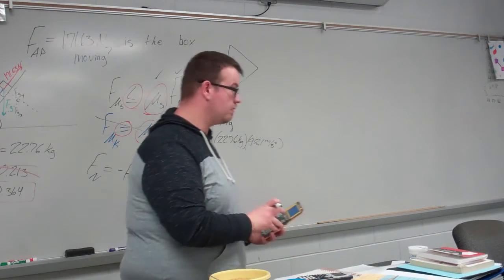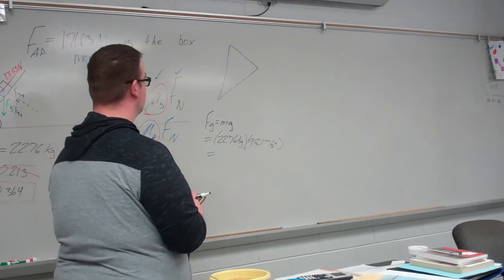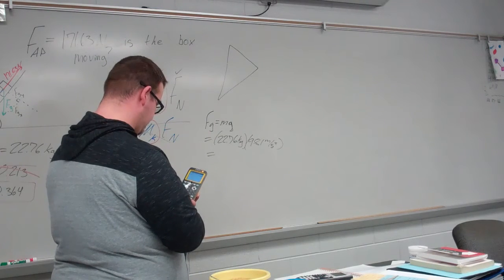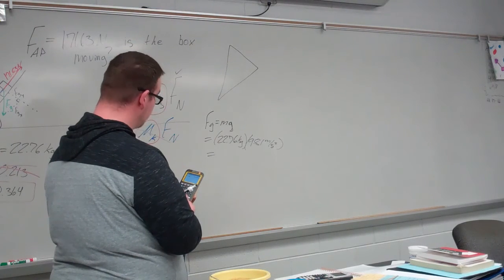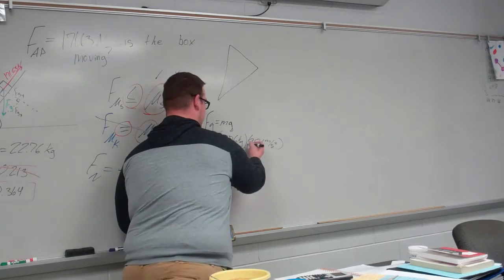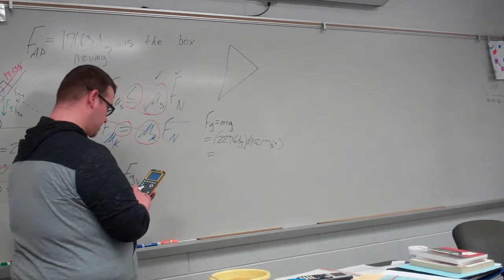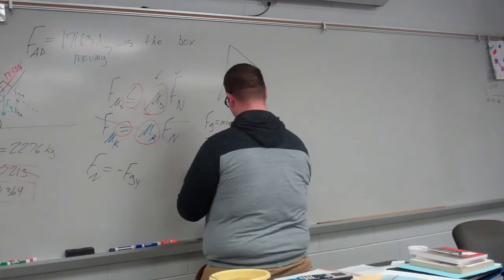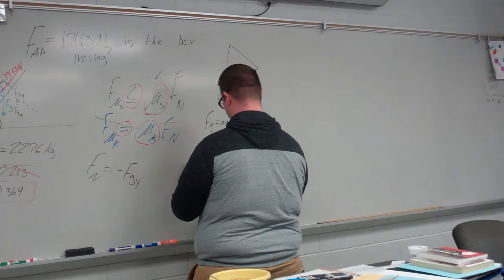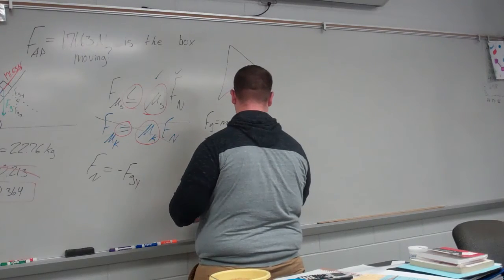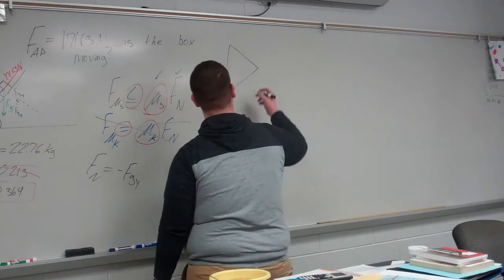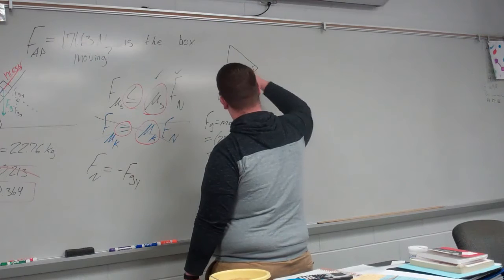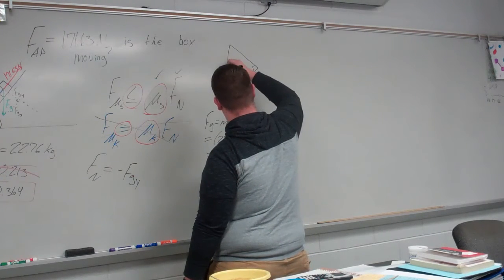Why is that gravity? You could make it negative. So negative 9.81 gives negative 223.2756 newtons. So here's my right angle. Here's my hypotenuse.